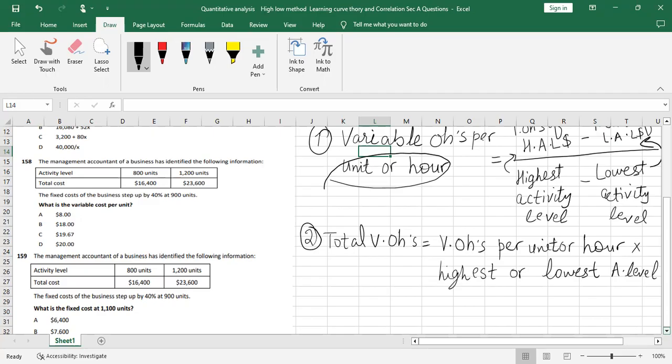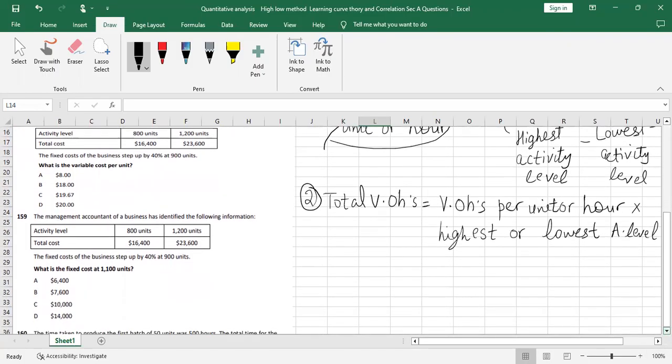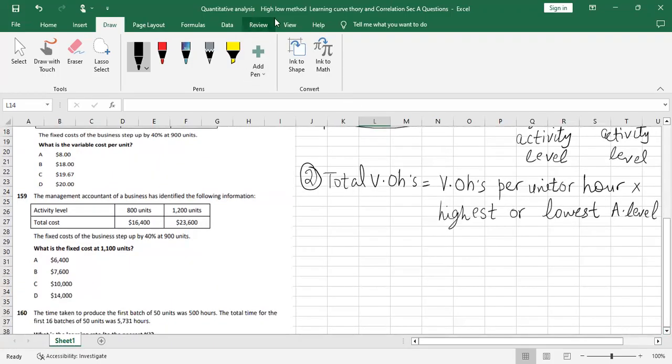With either of the activity levels you can multiply. It's up to your choice. There is no restriction in the concept that you must use only the highest or the lowest. But remember one thing, variable cost is the cost which varies with activity level.